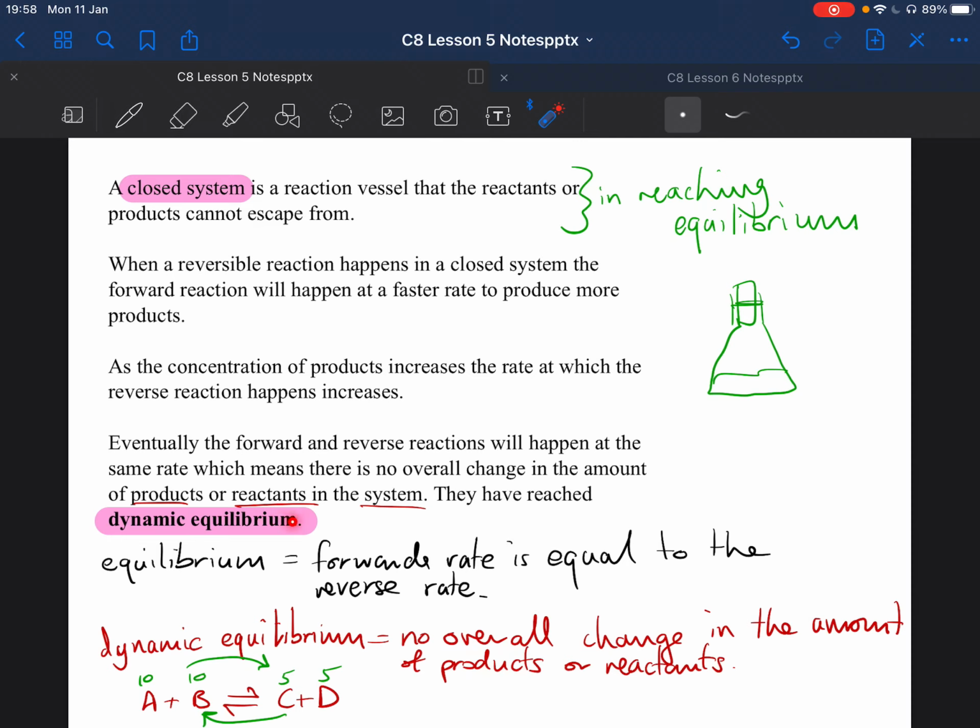But what we need to remember is dynamic equilibrium is different to the equilibrium I taught you before. So standard equilibrium is that the forwards rate is equal to the reverse rate. Dynamic equilibrium looks at the overall change in the amount of products or reactants. And when we talk about dynamic equilibrium, there is no change. If you have 10 of each of your reactant molecules and 5 of each of your product molecules, no matter how many times your forwards reaction happens or your backwards reaction happens, you will always have those amounts if it is in dynamic equilibrium.